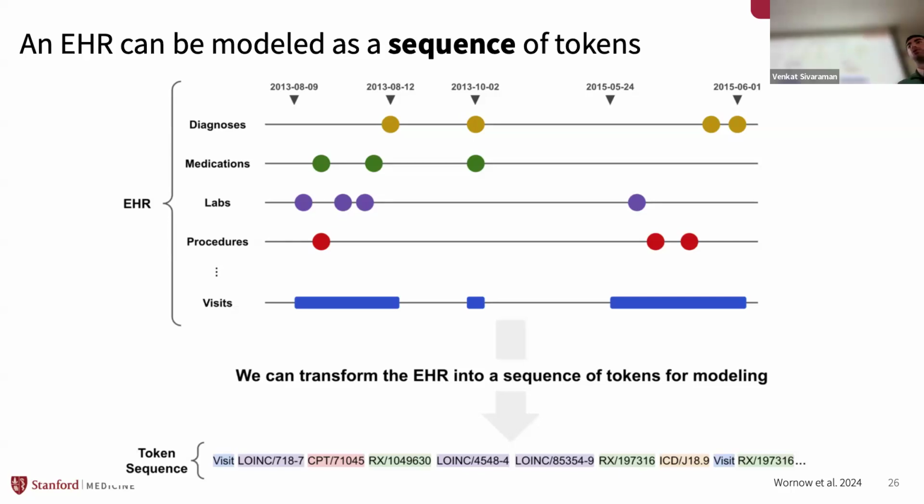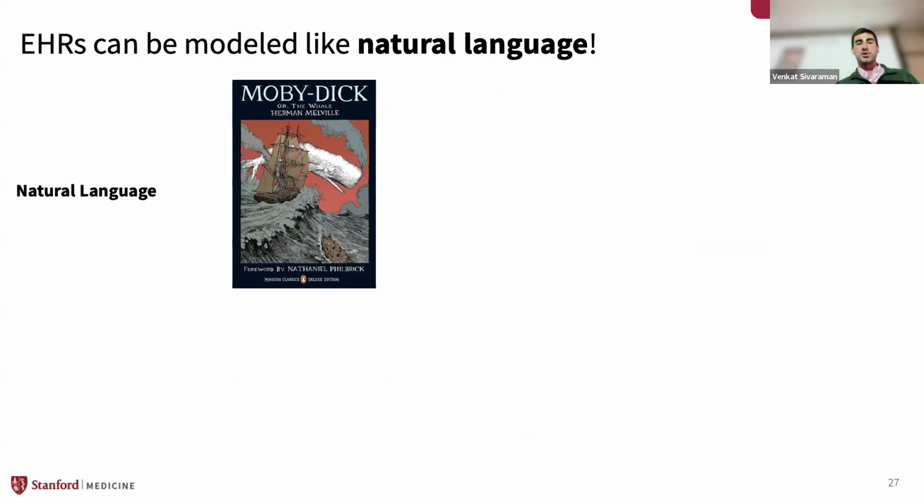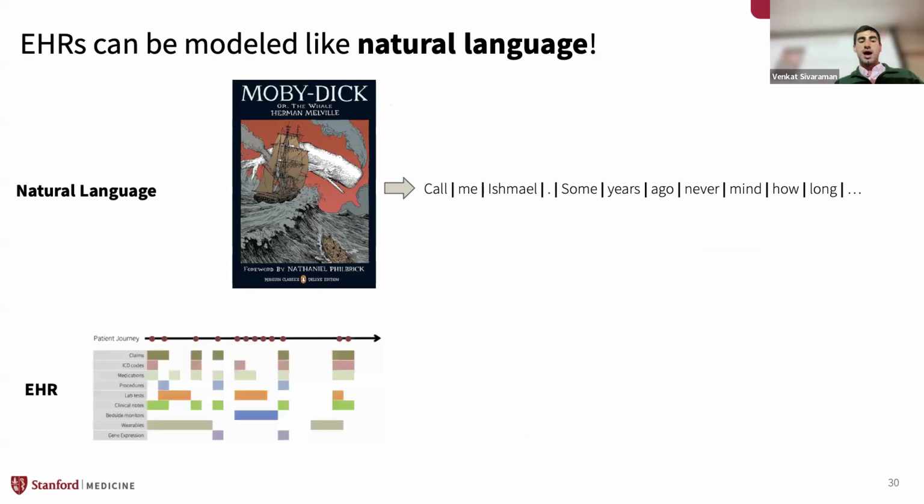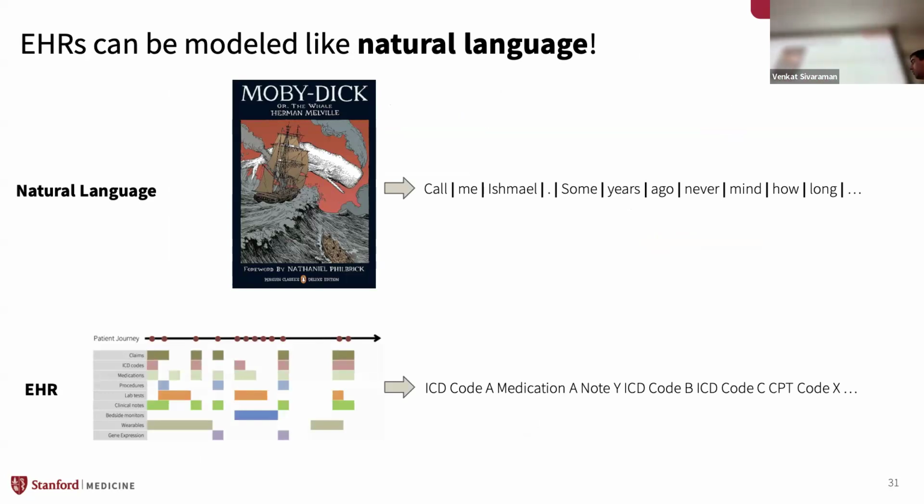And now all of a sudden we're just doing sequence modeling. Just to double click on the analogy with natural language: with natural language, you have a book, you have language, you tokenize it, and maybe it looks kind of like this. With electronic health records, it's just the same thing. Instead of words, we have diagnosis codes, medication codes, things that are happening to the patient. We just tokenize it just like it's language.